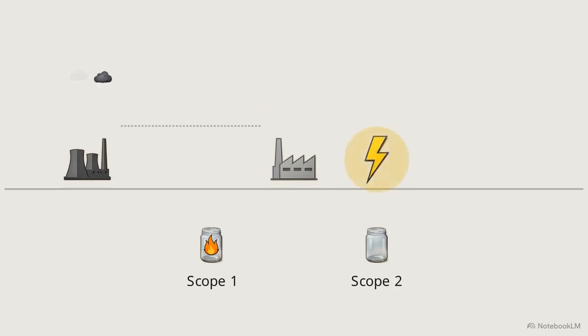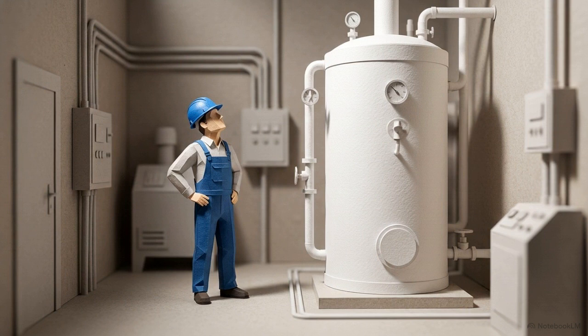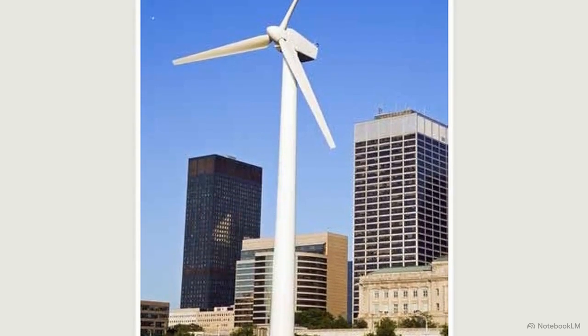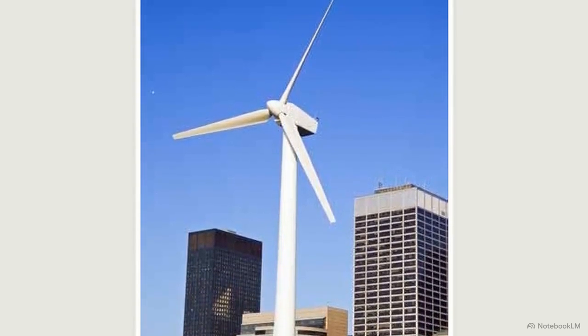Scope 2 covers purchased electricity, steam, or heating. The rule? If you plug it in, it's Scope 2. This category shifts corporate responsibility. A company can't just fix their own boilers. They have to look at where their utility company gets its energy and push for cleaner, renewable sources.